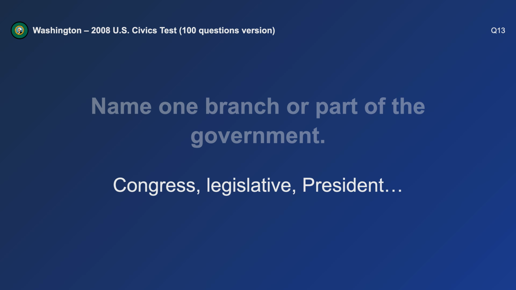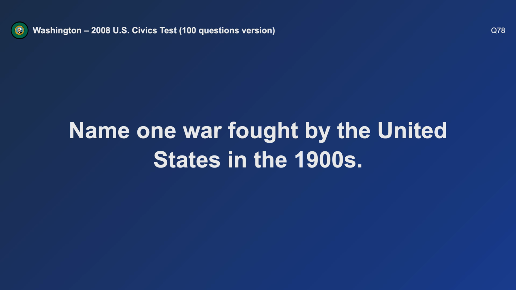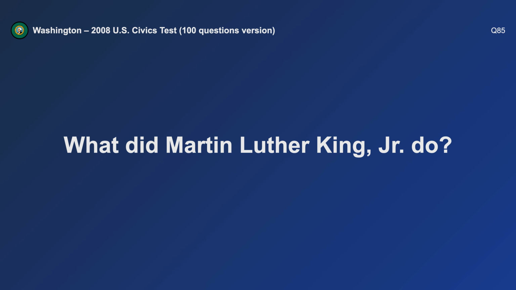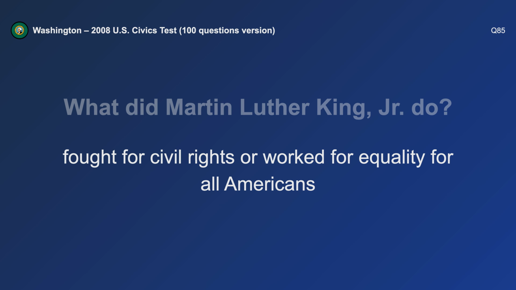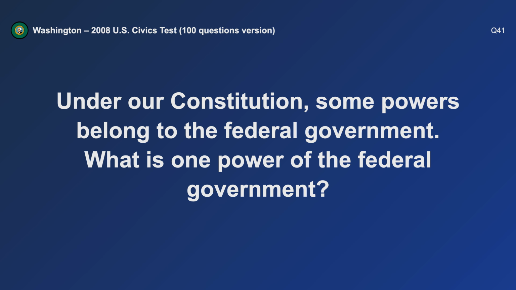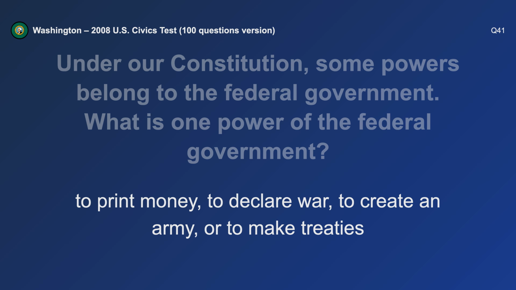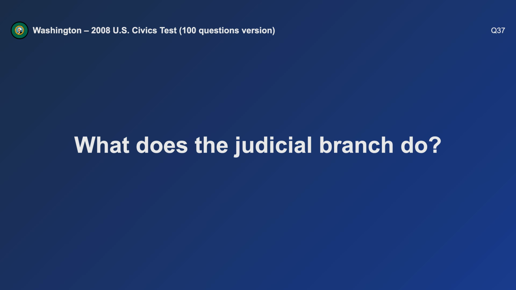Name one branch or part of the government. Congress. Name one war fought by the United States in the 1900s. World War II. What did Martin Luther King Jr. do? Fought for civil rights. Under our Constitution, some powers belong to the federal government. What is one power of the federal government? To print money.